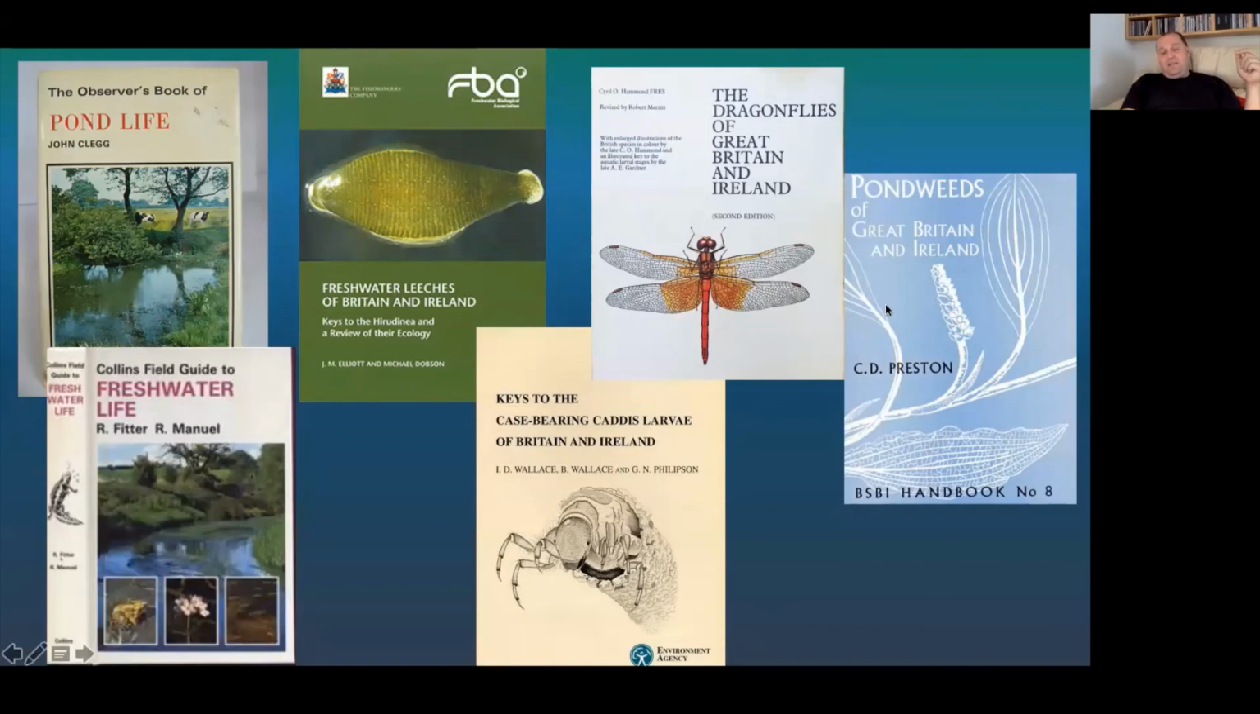And then there's this book as well about pondweeds, and there's a similar BSBI handbook to stoneworts, although the nomenclature is quite out of date now. There's quite a good Stoneworts of Poland book as well, actually, if you're interested in stoneworts. So yeah, there's loads of really good literature about ponds that I can thoroughly recommend.